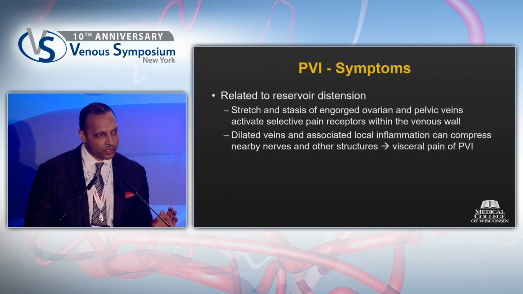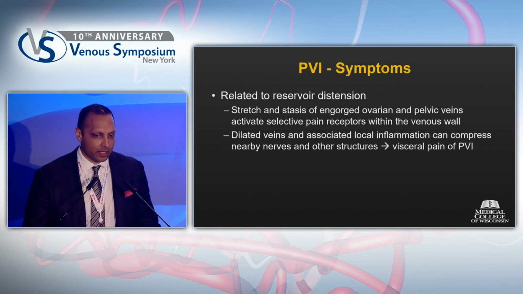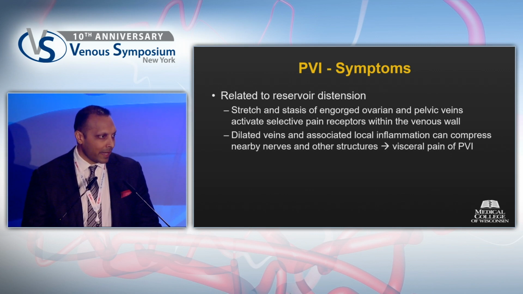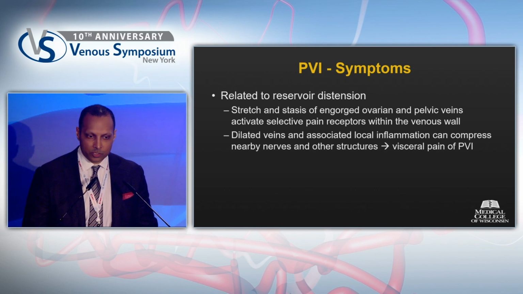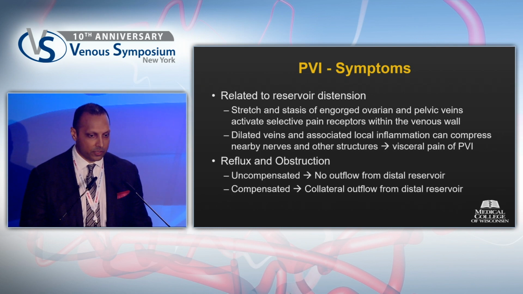So let's get into that just a little bit more. We just defined the different reservoirs within the patients that we're addressing here. And so the symptoms are related to the reservoir that's in play or has distension. We know that the engorgement of these veins can cause stretch and stasis, and the ovarian and pelvic veins can then activate pain receptors within the venous wall. But those dilated veins can also cause associated local inflammation and can affect nearby nerves and veins, and this is the so-called visceral pain of pelvic venous insufficiency.